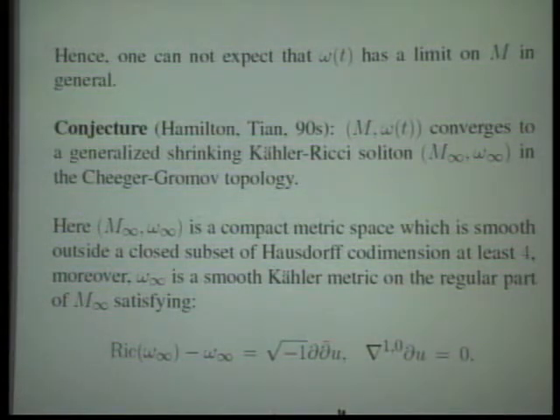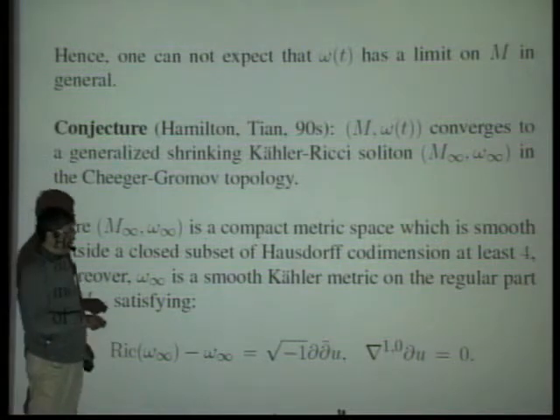So you can have better regularity for M infinity. Moreover, in general M infinity is just a metric space, but omega infinity is a smooth Kähler metric on the regular part of it, and satisfies this condition. This is exactly the shrinking Kähler-Ricci soliton equation. Shrinking Ricci soliton means that the Ricci curvature minus the metric is equal to the Hessian of some function. Right now I require this Hessian of a function to satisfy this extra condition.